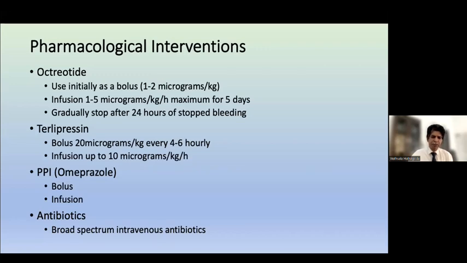Then you can stop it. Terlipressin is a very good drug which has been shown to be very effective in trials in adults, and has clearly been shown to reduce mortality. You can use a 20 microgram per kg bolus every 4 to 6 hourly and an infusion of 10 micrograms per kg per hour. As I said, for PPI, you can use omeprazole bolus and infusion, and broad spectrum antibiotics.